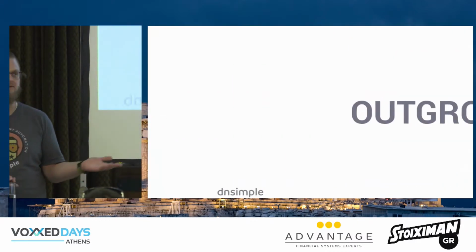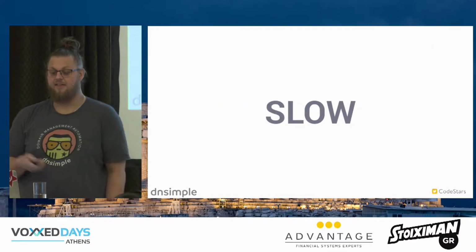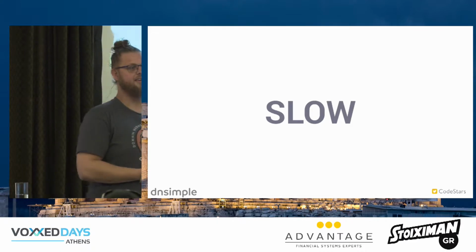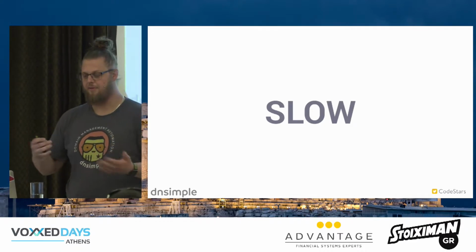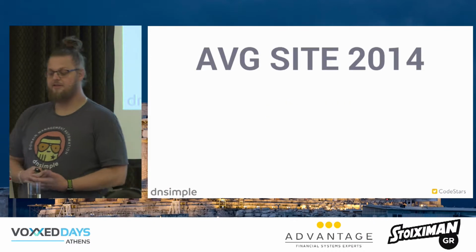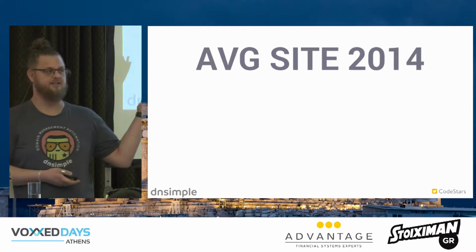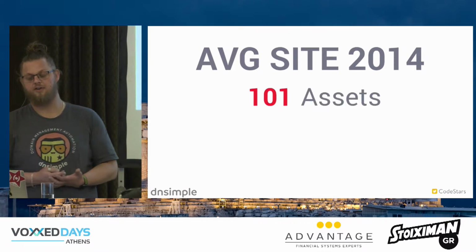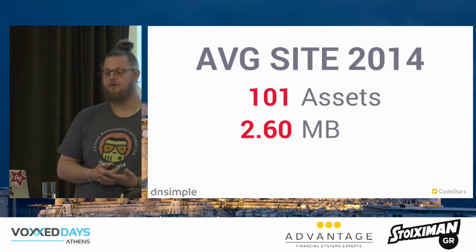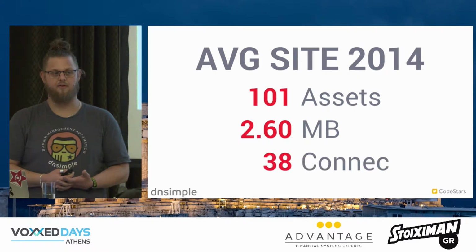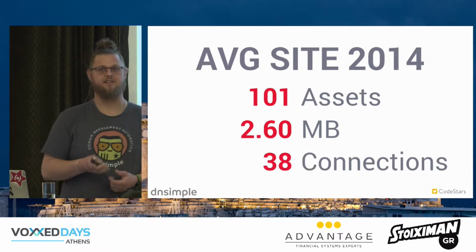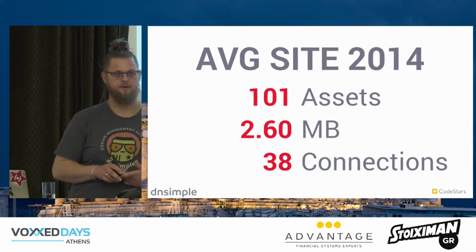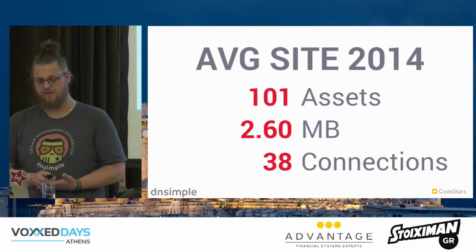It's completely outgrown its original intent, as I mentioned, and thus it's really slow, because it just was not made for what we're doing with it at the moment. You know, you're really riding the horse the wrong way. So 3 years ago, and that was the only stats that I could gather, the average website had 101 assets altogether, were 2.6 megabytes big, spread over 38 different TCP connections. Each TCP connection with its own handshake, and most often, even worse, with its own SSL handshake on top of that. So there's a lot of round trips.